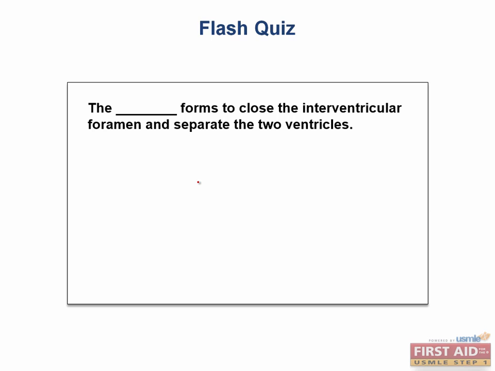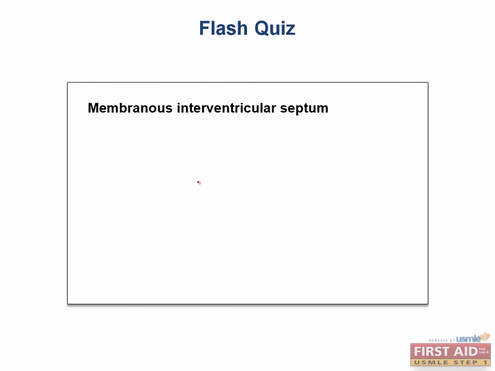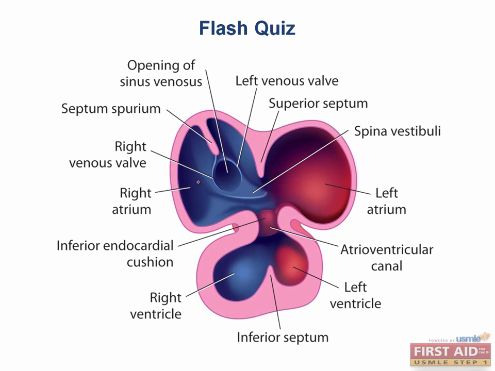The blank forms to close the interventricular foramen and separate the two ventricles. The membranous interventricular septum. We know this very well, that the inferior part of the ventricle will grow up and form a muscular septum, followed by a projection of the membranous septum from the inferior endocardial cushion. The muscular will meet the membranous to close off the communication between the right and the left ventricles. Failure to do so is most commonly due to a defect in the membranous part of the interventricular septum.